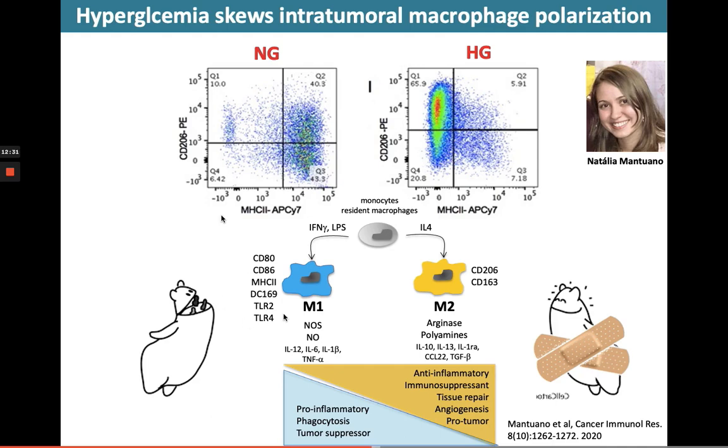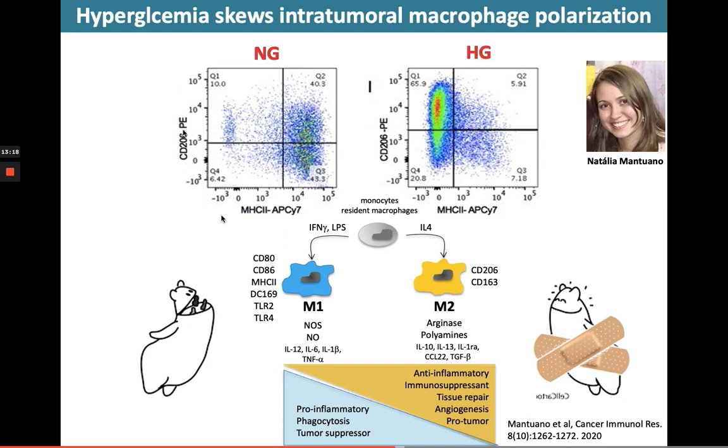MHC2. They express toll-like receptor 2 and toll-like receptor 4, while M2 macrophages express arginases that use the arginine to produce polyamines. They produce anti-inflammatory cytokines, and therefore they have immunosuppressant activity. They perform angiogenesis, tissue repair, and they are pro-tumor. They express on their surface molecules that can be markers, CD200 and CD163. So here we can see the cytometry of the macrophages that infiltrated the tumor.